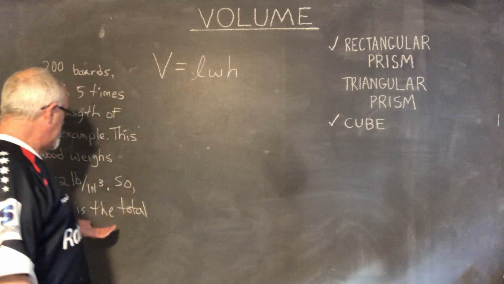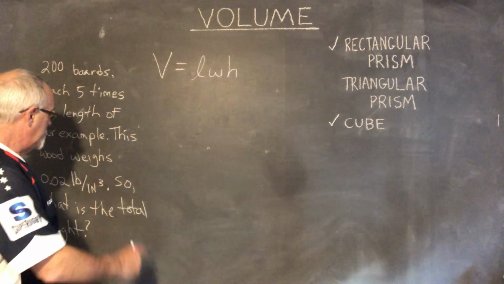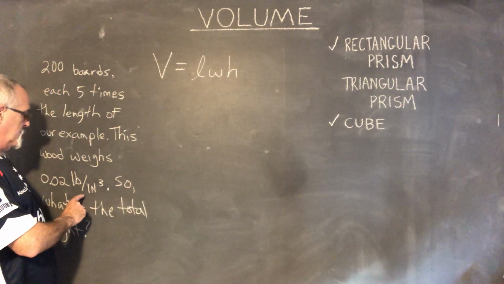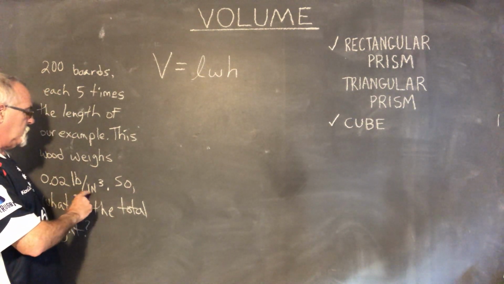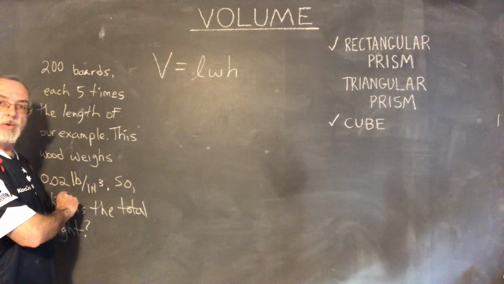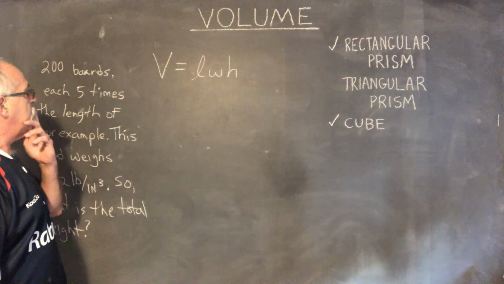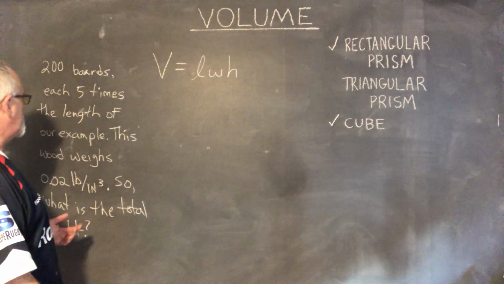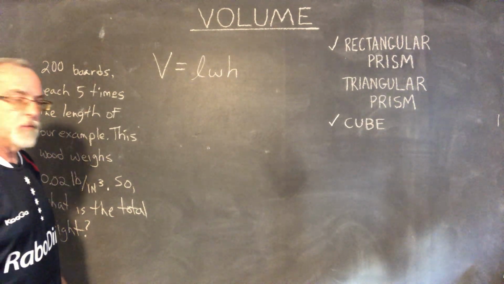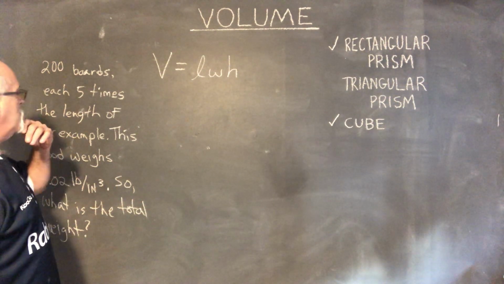So we need to know the total weight, which means we need to know the total volume, because once we know the total volume, we will multiply it by 0.02 and it'll tell us the total weight of the load, and then we'll be able to answer the question. Okay, so that's kind of long to introduce the situation, but that's the thing about word problems. They get to be a little bit long to present, especially on a chalkboard.